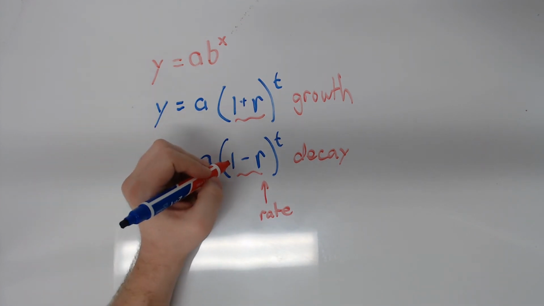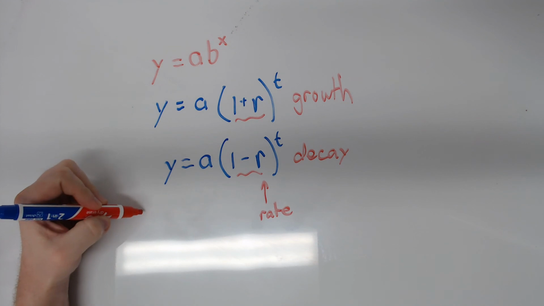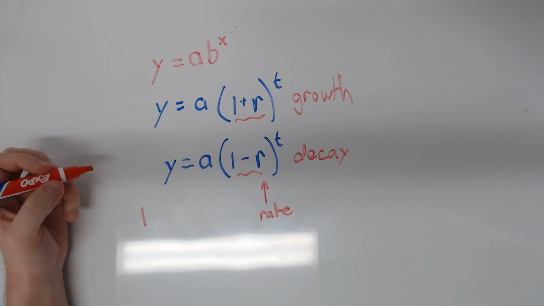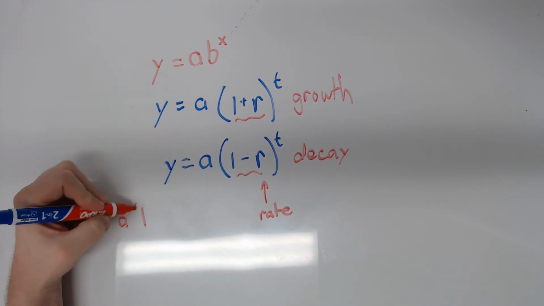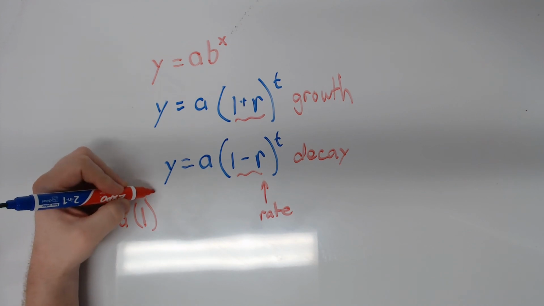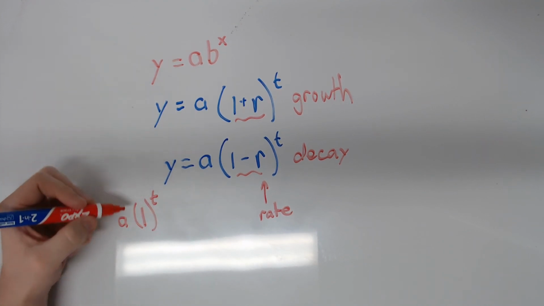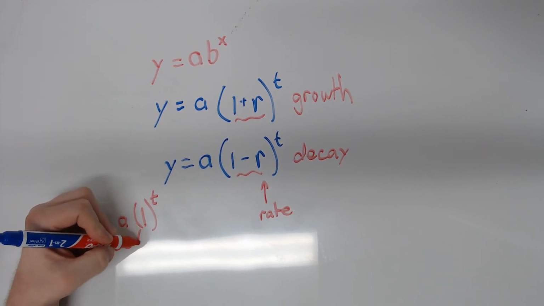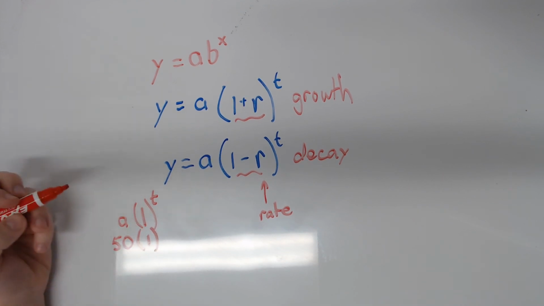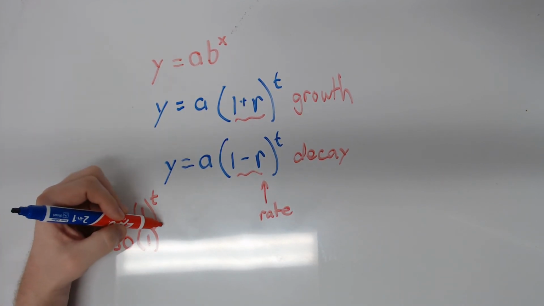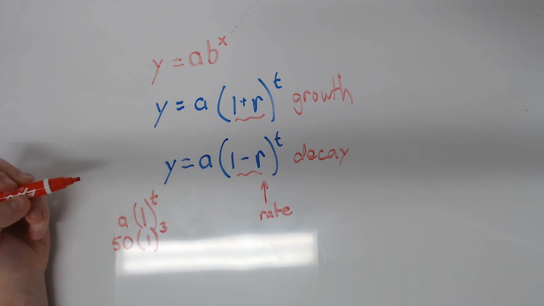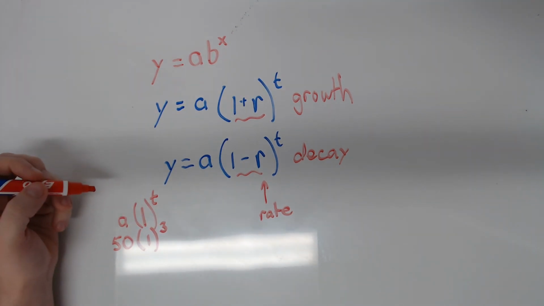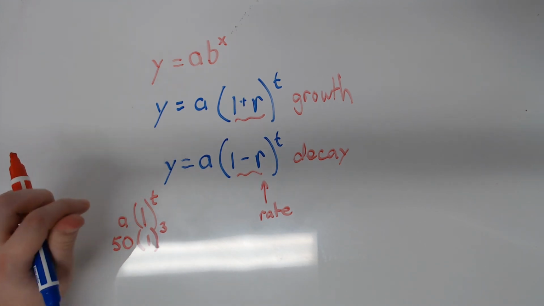So the way to explain what the 1 is doing is 1 represents what I have right now. So if I did a times 1 to the t, let's say I start with $50 and my multiplier is 1. It doesn't matter how many years I go. Let's go 3 years out. I would multiply by 1 each time. 50 times 1 is 50, times 1 is 50, times 1 is 50. R is supposed to be the percent you change by.